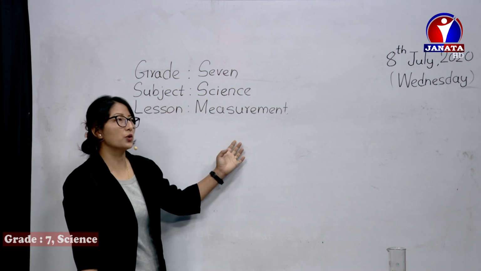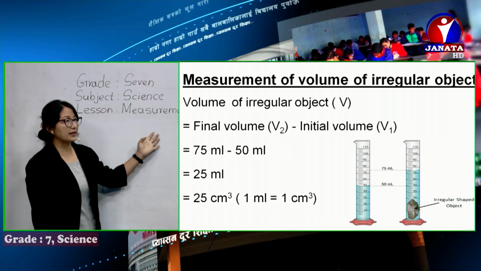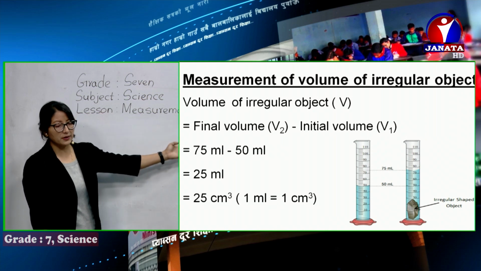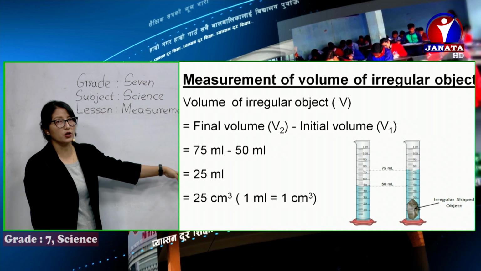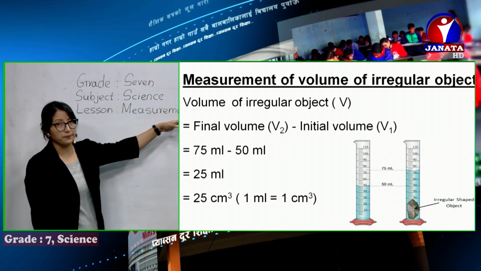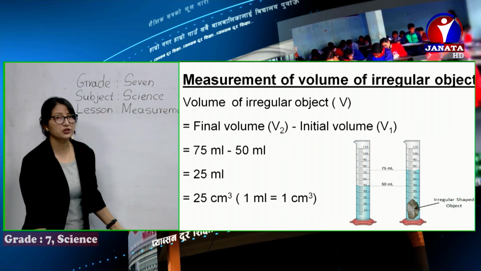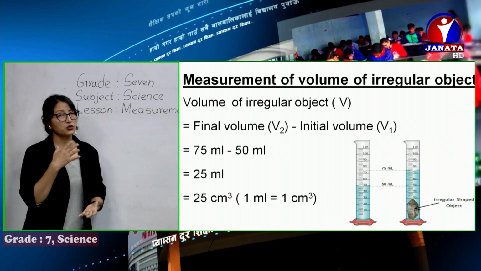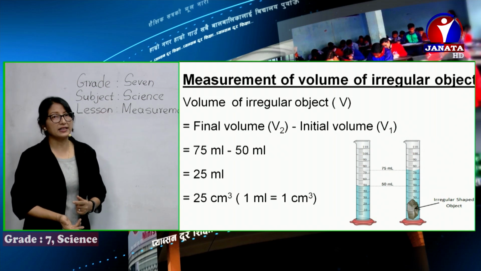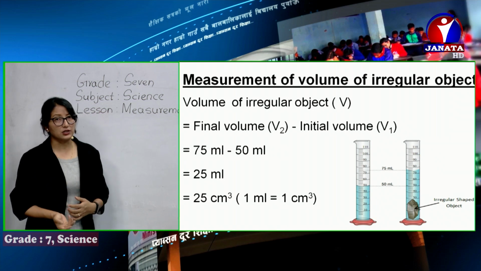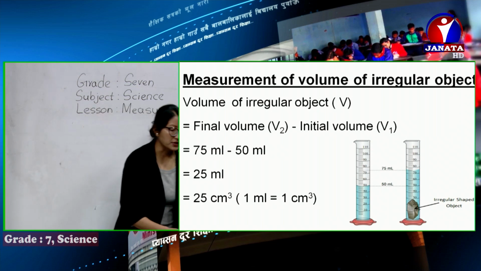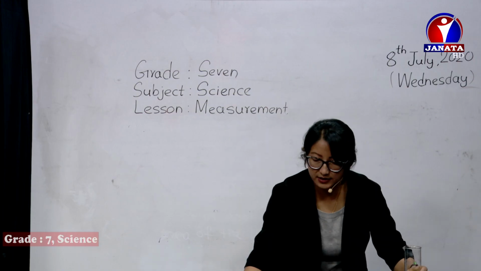For this, first of all, we'll do it practically. First, we measure the initial volume of water. Then we dip a stone in it. When we dip the stone, of course, the water level will rise up. We measure that final volume. If we deduct the initial volume from it, the displaced amount of water will be found out. We can easily convert that, relating milliliter and cubic centimeter, and find the volume of the irregular object. So let's start.